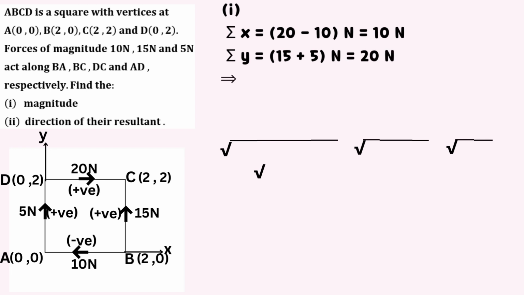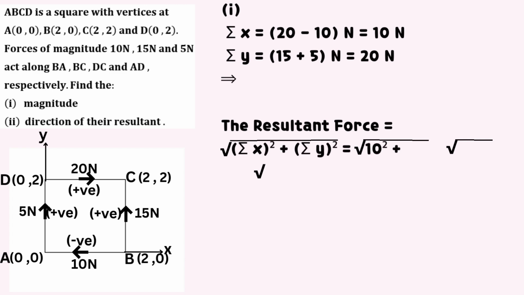We sum up the magnitude of the forces that are acting on the x-axis. A force of 20 newtons is moving in the positive x-axis, while a force of 10 newtons is moving in the negative x-axis. Therefore, their sum equals 20 plus negative 10, which equals 10 newtons.